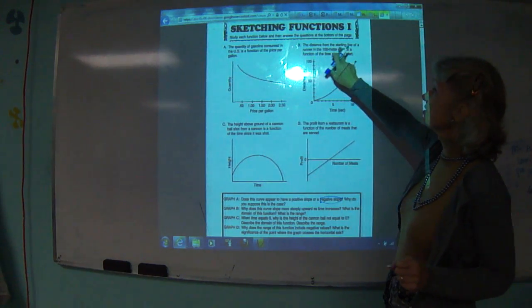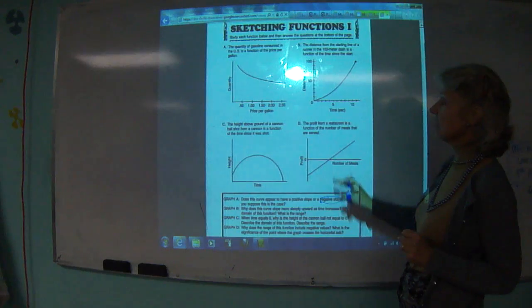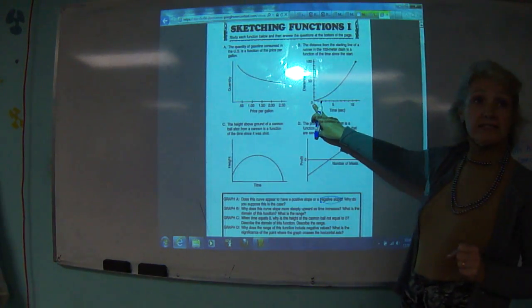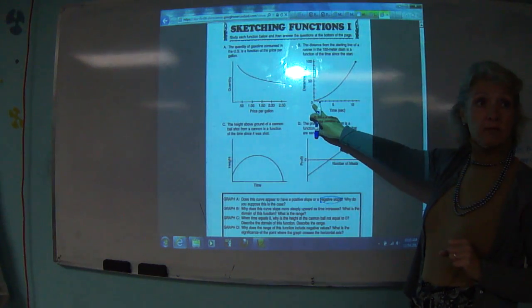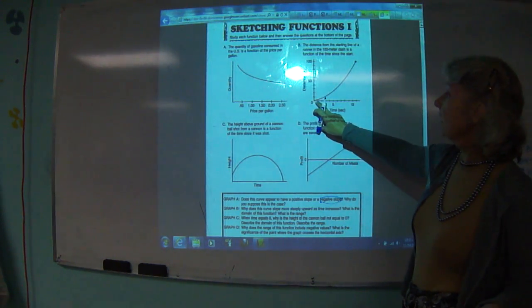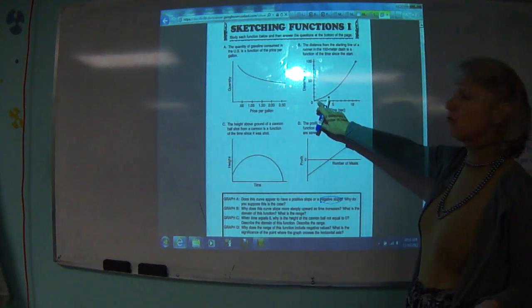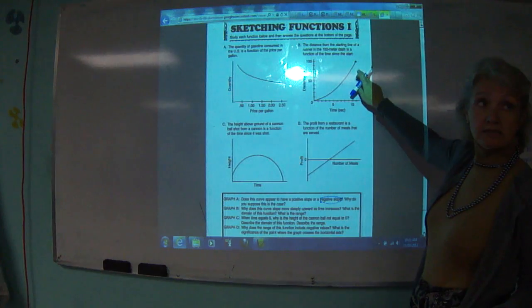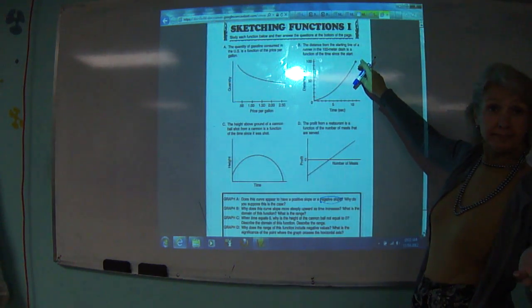The distance from the starting line of a runner in the 100-meter dash is a function of the time since the start. So at zero time, zero distance, they're right here. Why? They haven't started. They're on the block. Okay? Now the gun's gone off. And why does the curve slope more steeply upward as time increases? They run faster. They build up momentum.